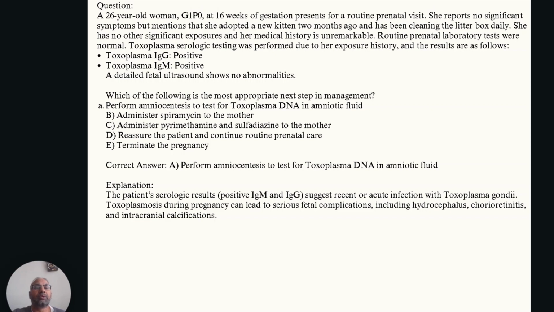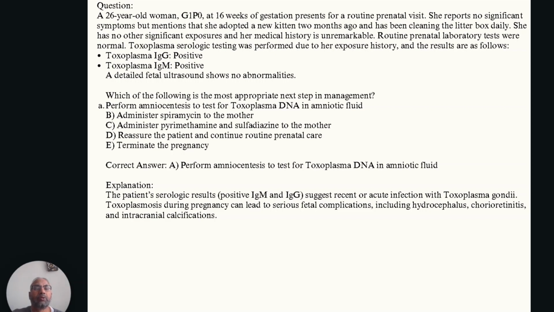Coming to a question on this, again, we have the same thing. Which of the following is the most appropriate next step in management? If you look at the question scenario, just look at the last part of the question. It's showing toxoplasma IgG and IgM positive, and a detailed fetal ultrasound shows no abnormalities. That means the baby has evidently not been affected by this, but the mother is positive for toxoplasma. So what are we going to do now? Our main aim is to prevent this infection from spreading to the baby and getting the baby affected by that. So we have to prevent that right now.